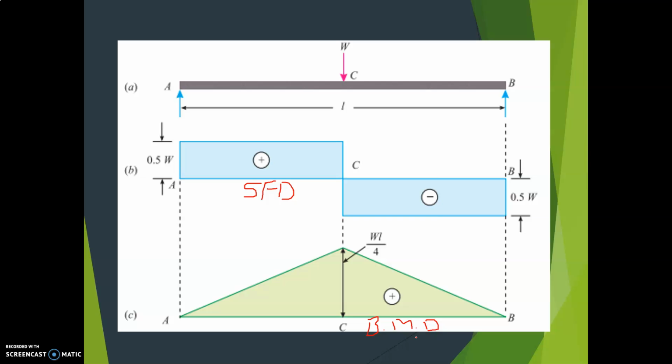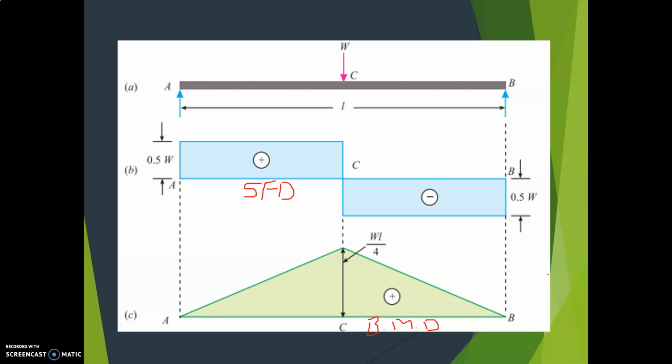So like this, you can draw SFD and BMD for the simply supported beam when the load is acting at the center. Okay, I hope the sign is plus on both sides, so you can write plus. This is the baseline. If it is minus, you have to draw below the line. I hope all of you understood.